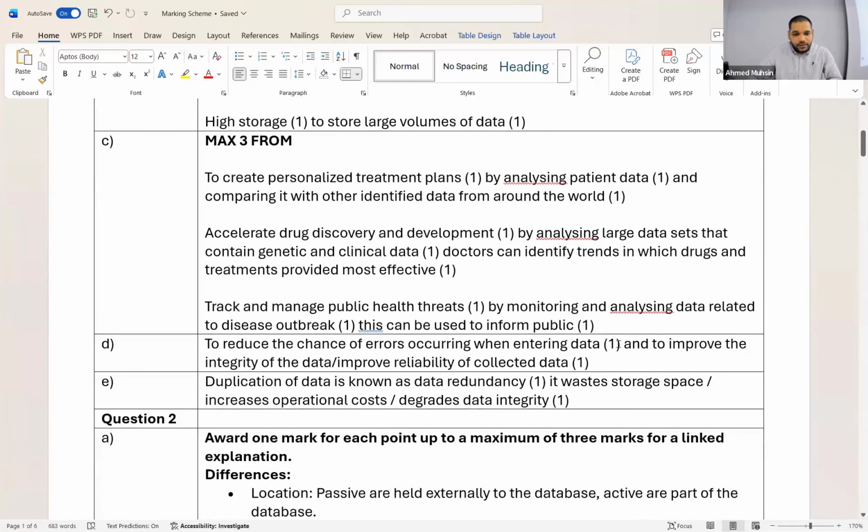Okay, everybody. You can also use big data to track and manage public health threats. You all remember I showed you a video about Singapore and South Korea, how they were managing COVID. Everybody's phones had an app, and through that app, they were able to track whether you came in contact with an infected person or not.